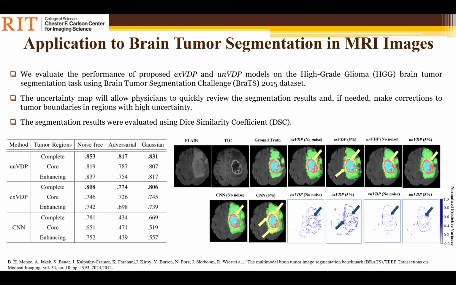The table here shows the performance. For medical imaging we usually use the DICE similarity coefficient, or DICE score, where higher is better. We wanted to check the performance of the model first without noise, in the first column, and then after adding adversarial noise and Gaussian noise. We can see that even without noise, the model performs at 85% versus 78% for a neural network without uncertainty quantification.